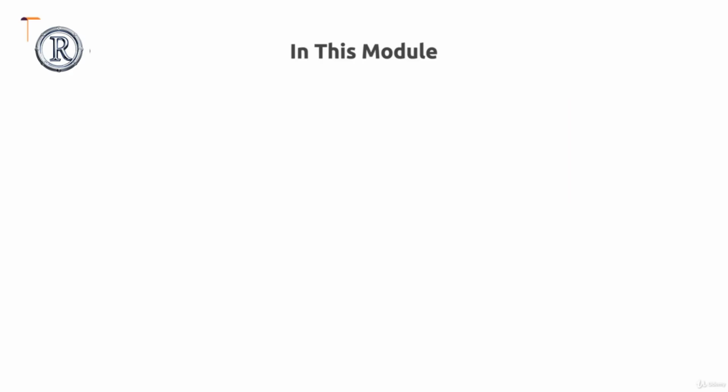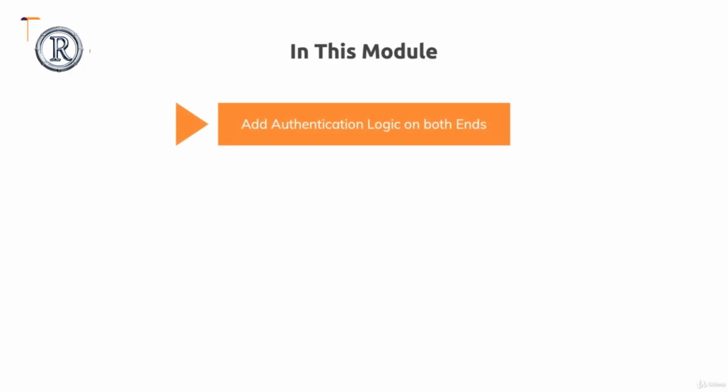Therefore, in this module, we'll do one very simple thing. We'll add authentication logic on both ends, and that for me then also includes that we add authorization logic so that we control whether a specific user is allowed to do something or not. But let's start with authentication.